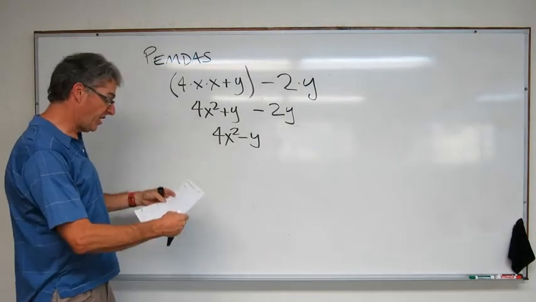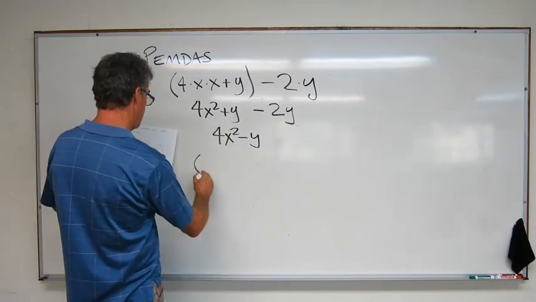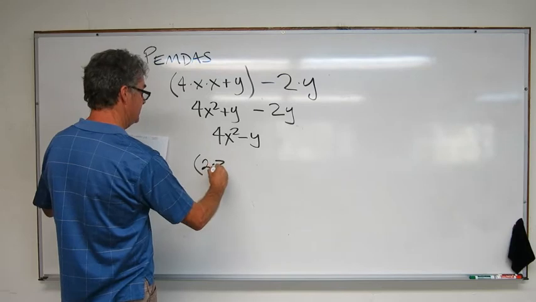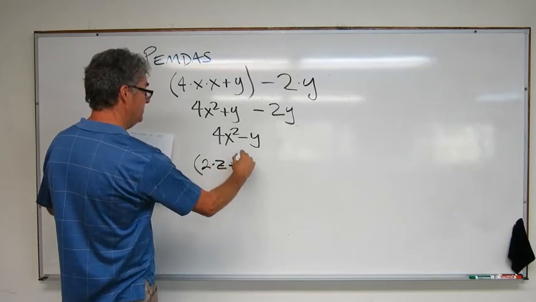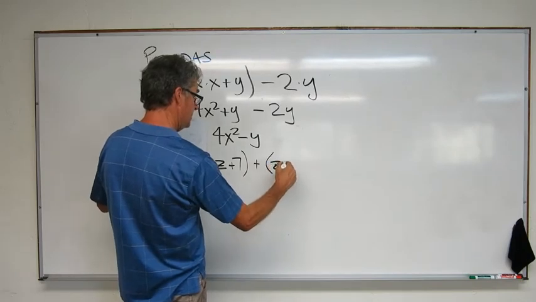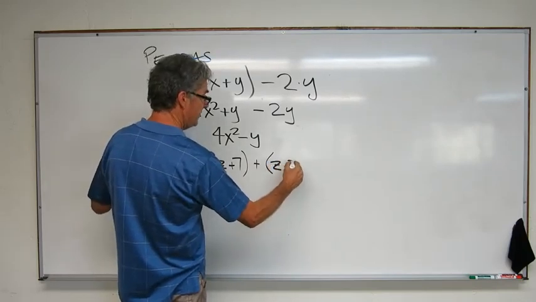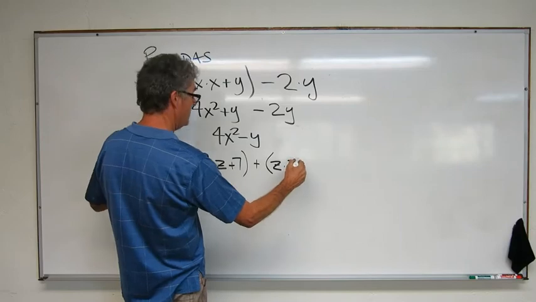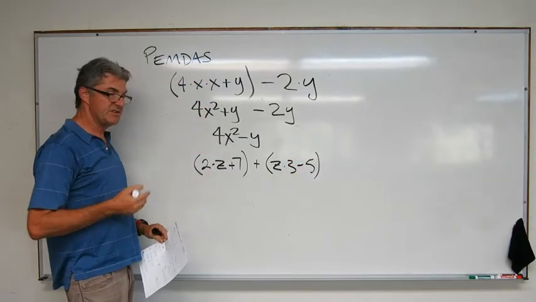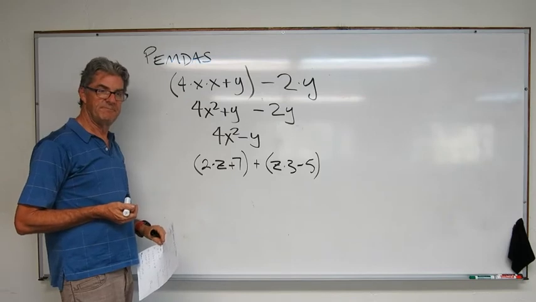Okay, here's one for you to try. We're going to do parentheses 2 times z plus 7, parentheses, plus z times 3, minus 5. So pause the video, give that a shot, see what you get.